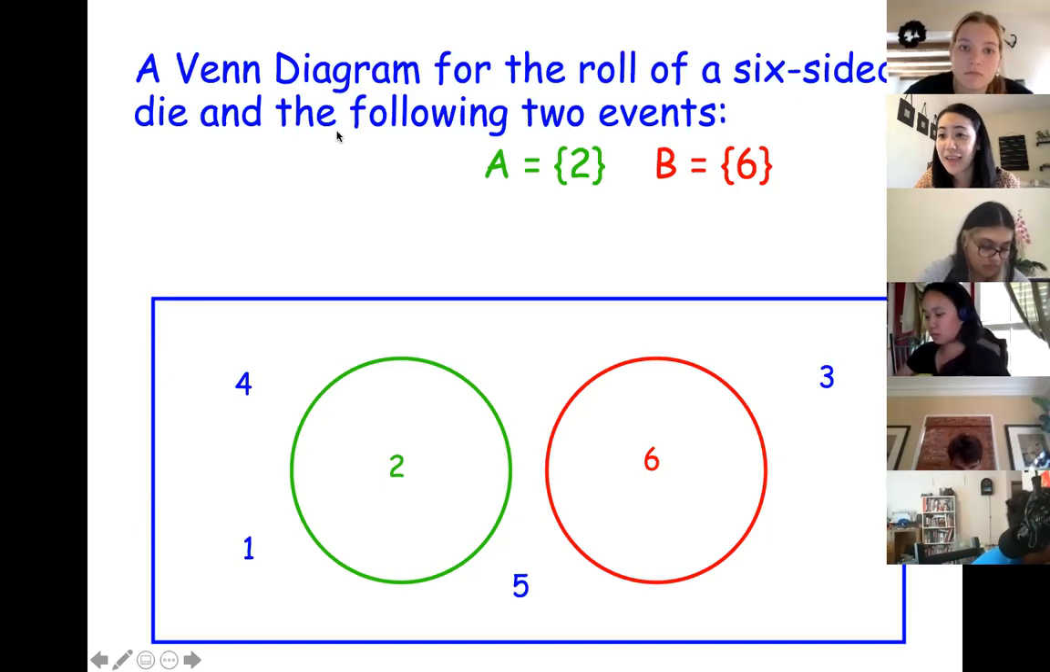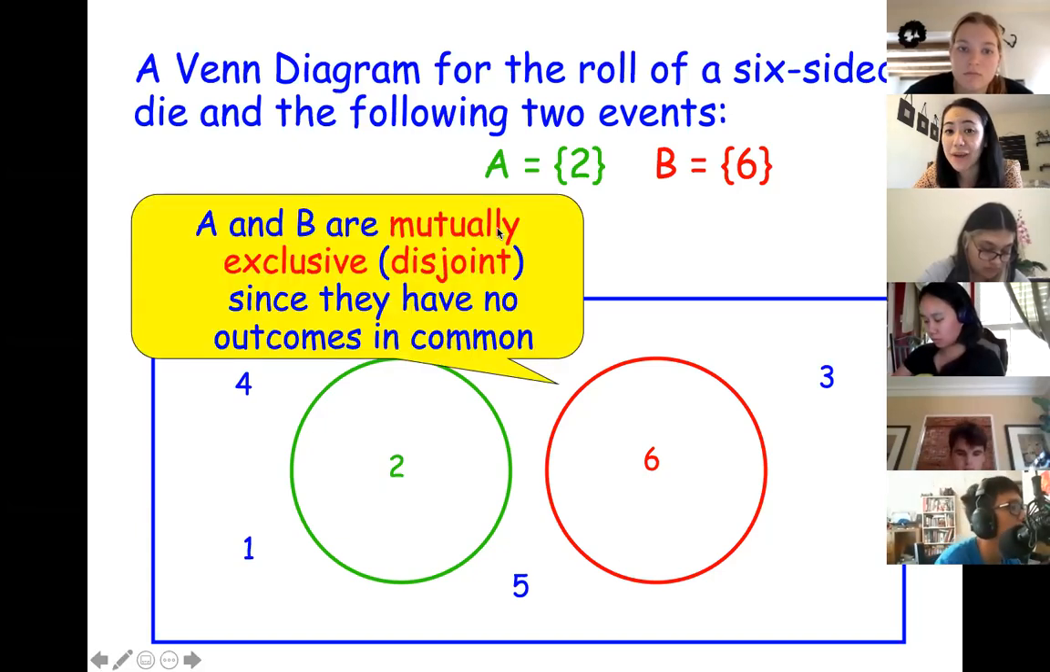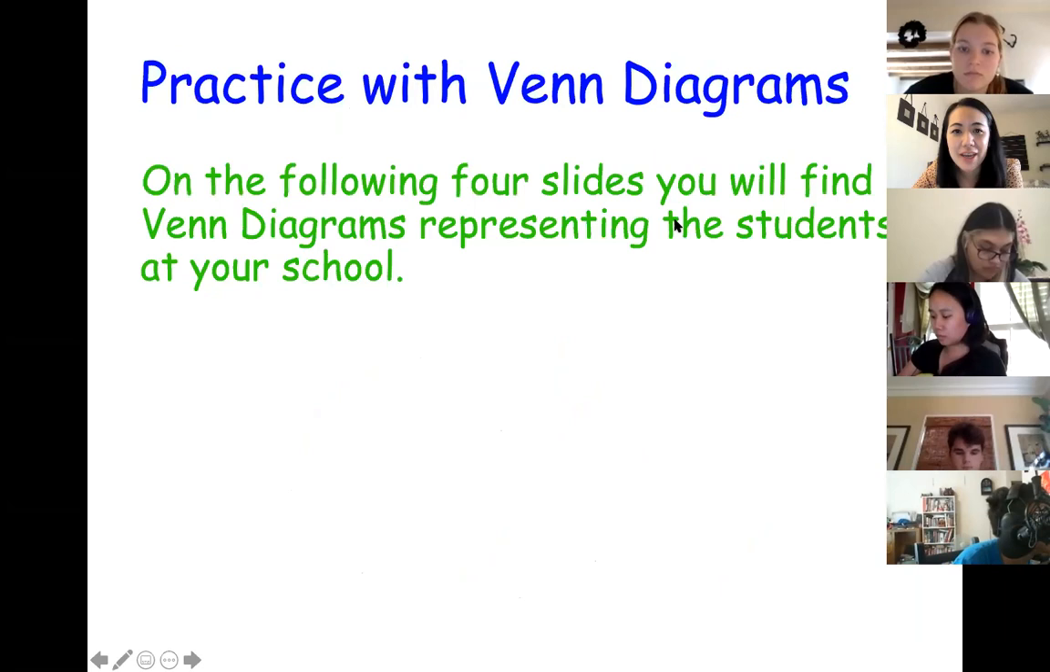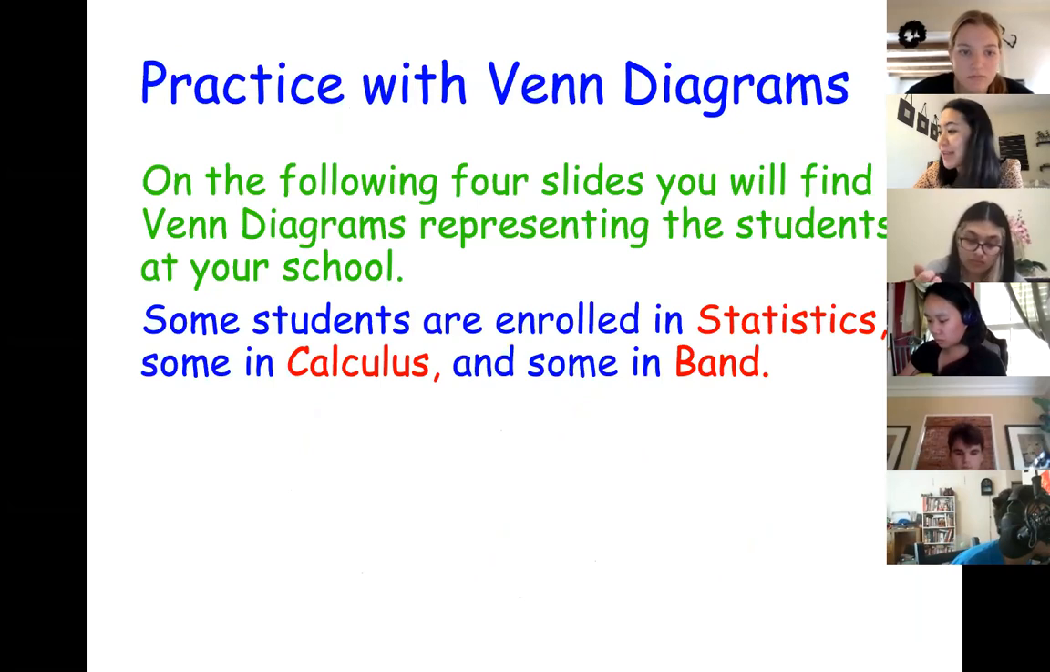Okay, any other clarifications on any of the vocab terms? All right. If not, let's go ahead and practice this understanding with Venn diagrams. On the last page of our notes, you have 4 problems regarding Venn diagrams. This is an example about SMHS, where some students are enrolled in statistics, some in calculus, some in band. And you can also enroll in multiple ones, right?